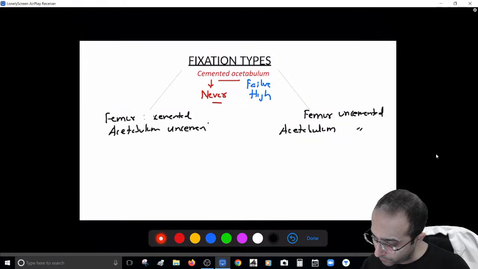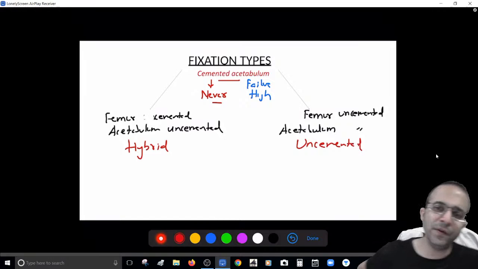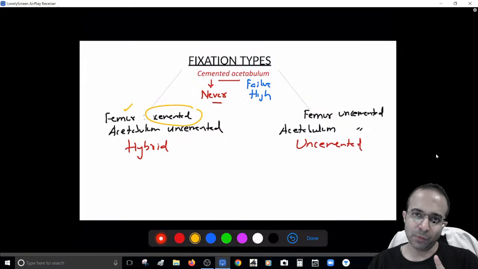So either of the two ways we go, this will be called a hybrid fixation method, and this is totally uncemented fixation method. This is how we are doing most of the cases. Even if you have to use cement in an old patient, we generally keep only the femur cemented. We mostly try to avoid cement on the acetabular side because of high rates of loosening.